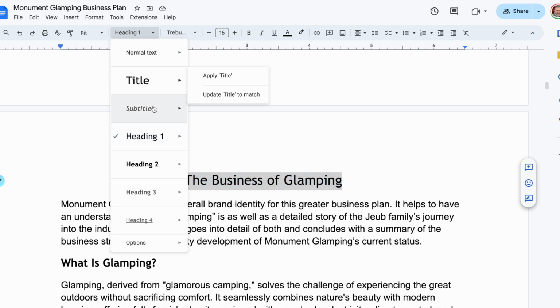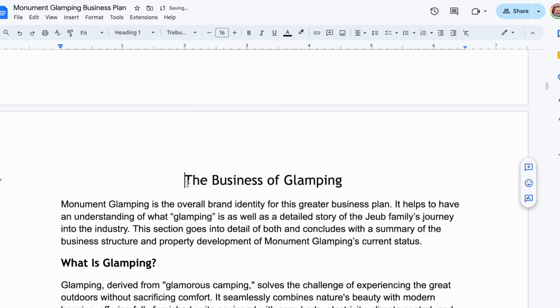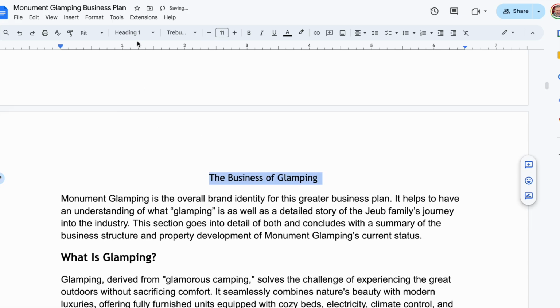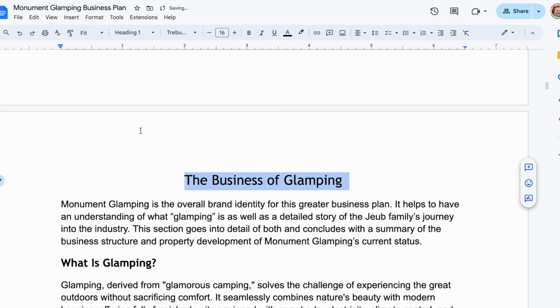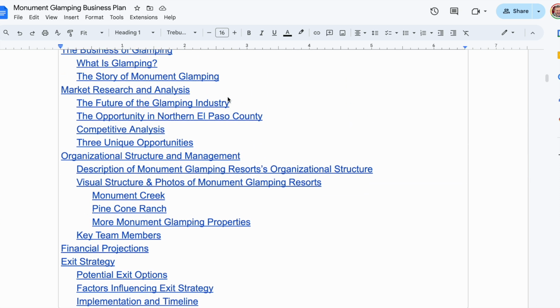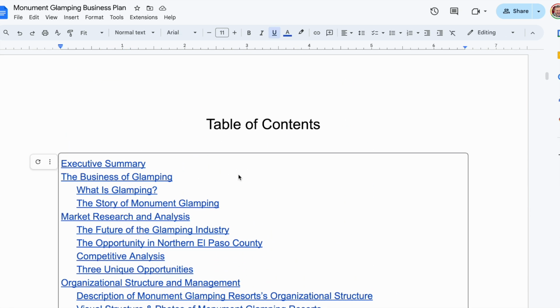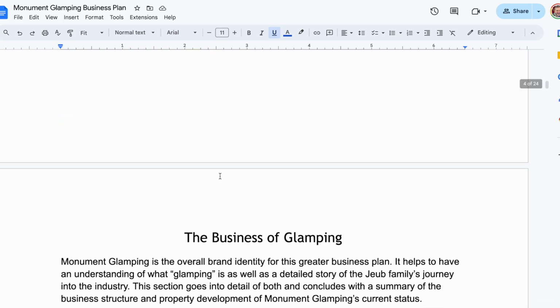I go heading 1 and boom, I change it to heading 1. In fact, if I change this and just try to make it smaller and I change it back to heading 1, it'll make it back to those what's called styles. Now, the reason I do that instead of just getting fancy and changing styles and sizes is because of this. The executive summary or the business of glamping, what I have down there is pulling from that heading 1.